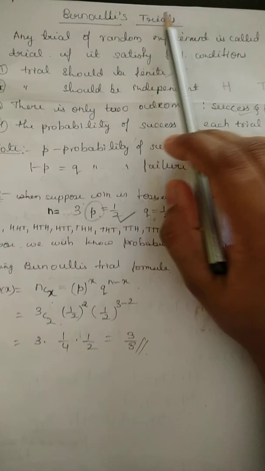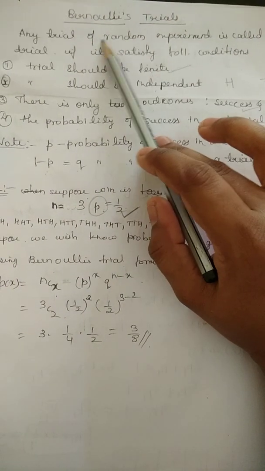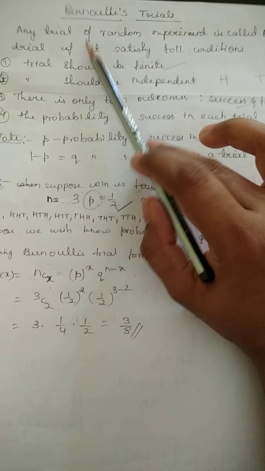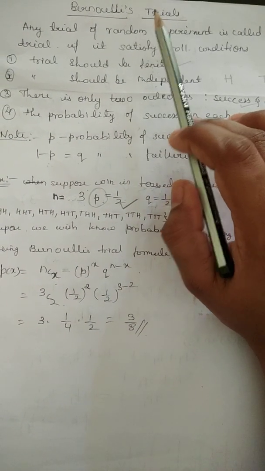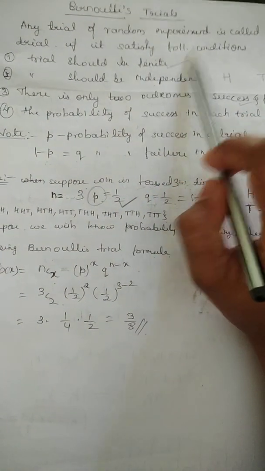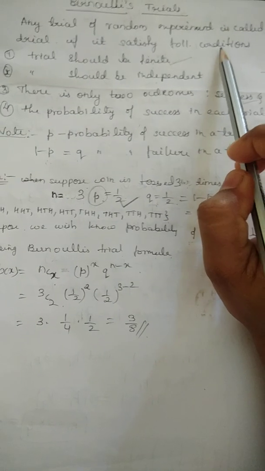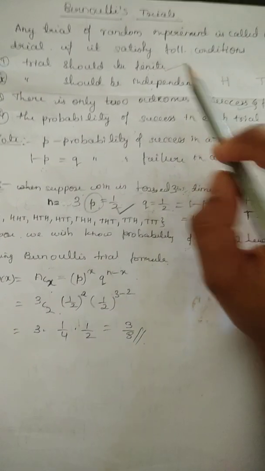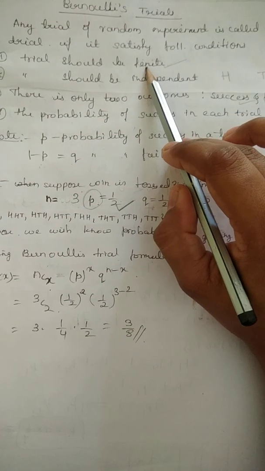Okay, Bernoulli's trial. Any trial of a random experiment is called a Bernoulli trial if it satisfies the following conditions. What all conditions should it satisfy? Let us see. A trial should be finite.